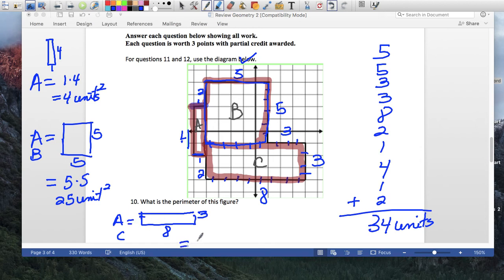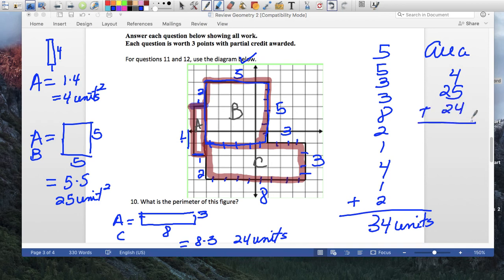So the area of that is 8 times 3, which is 24 units squared. So the combined area of all these 3 rectangles will give me the total area for this irregular shape. The combined area will be area of A, which is 4, area of B, which is 25, and area of C, which is 24. Add them up, and 8 plus 5 is 13, 53 units squared.